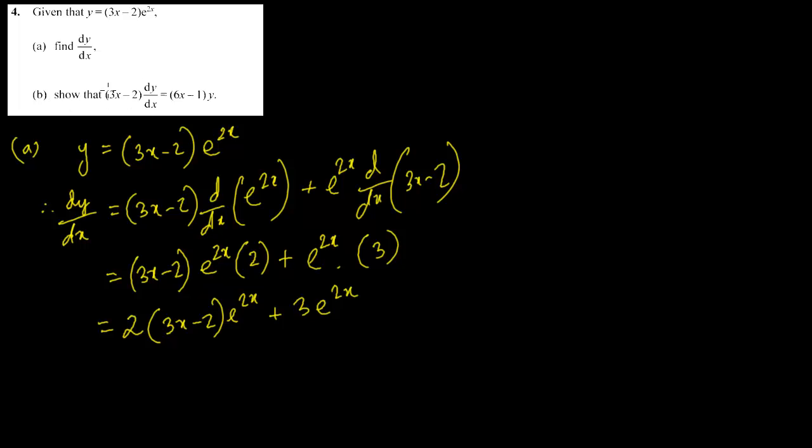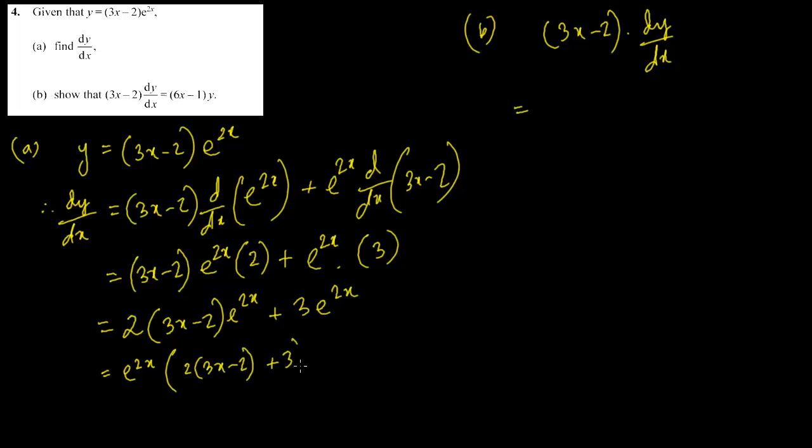We have to show that this left hand side is equal to the right hand side. So let's do this. Question number b starts with the left hand side, which is (3x - 2) times dy by dx. Okay, so let's put the value of dy by dx here, all the way here. So perhaps for this particular sum, it would be helpful if we take this thing common. If we take e to the power 2x common, it would help for the next sum. So this would be 2(3x - 2), plus this would be 3.